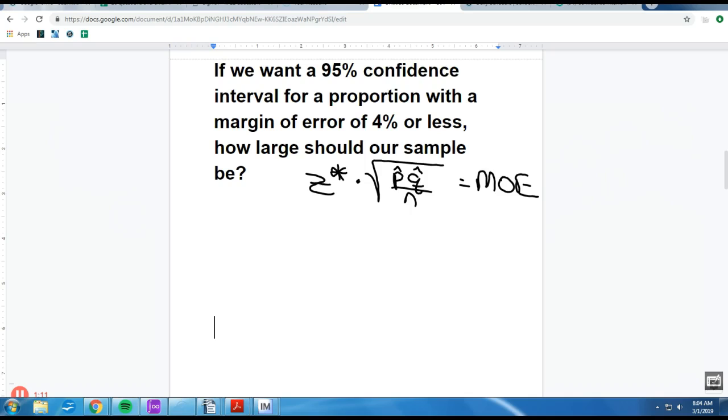Then I'm going to start plugging in what I can, and some stuff I can't. Z star. Can you find Z star right now? Yeah, so the inverse norm of 1.95 divided by 2. My calculator is currently being loaned out, so I need someone to tell me what that is. That's the 1.96, right?